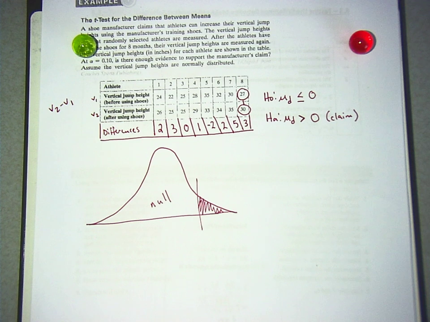is n minus 1, so the number of pairs we have minus 1. So go to your A18 page in the book or a copy that you have. And we're looking at a degree of freedom of 7, and it's a one-tailed test, and it said that alpha was 0.1, or 10%.